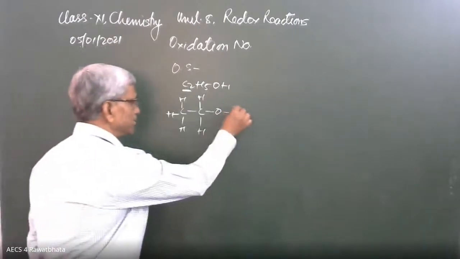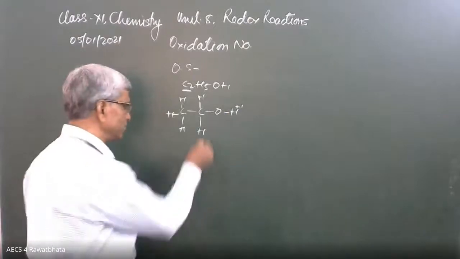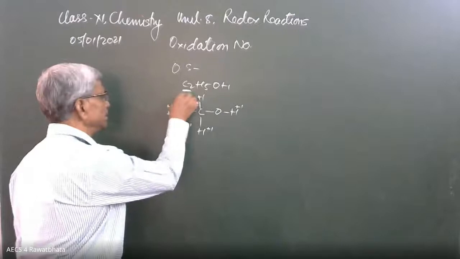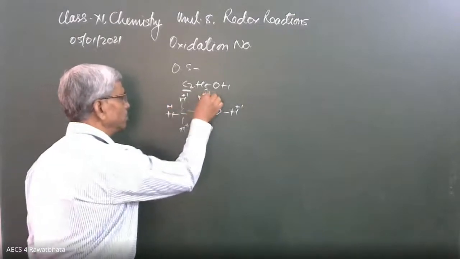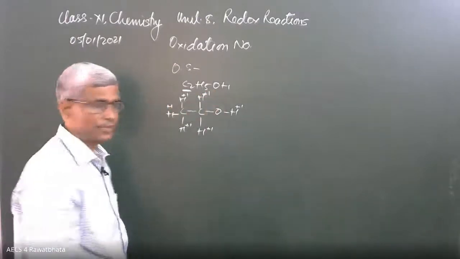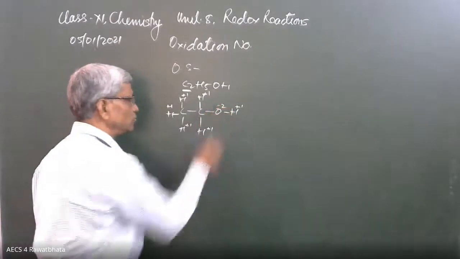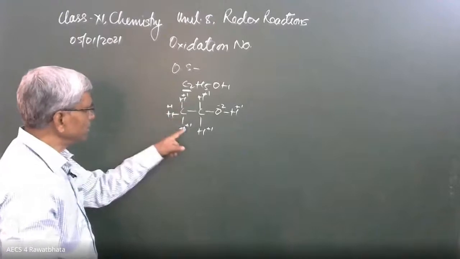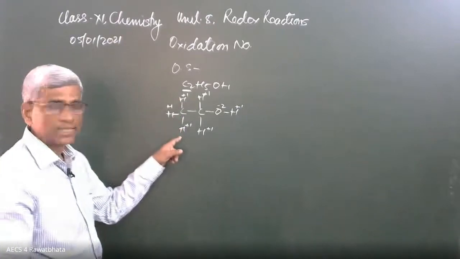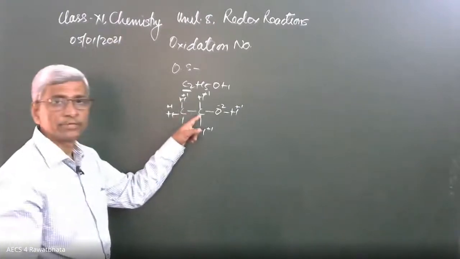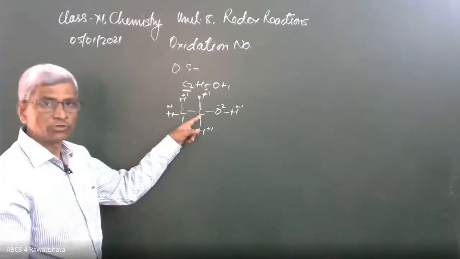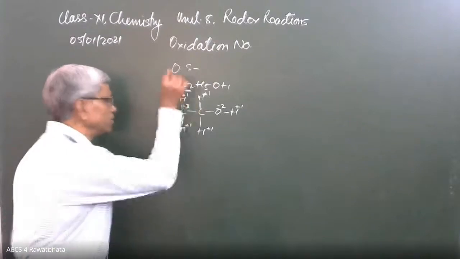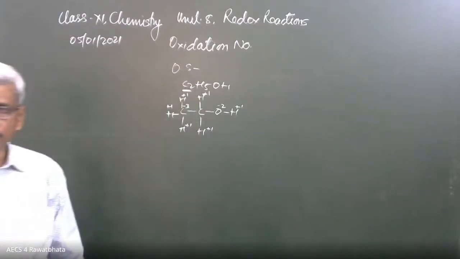Here hydrogen is +1, here also +1, here +1, here +1, here +1. Everywhere hydrogen oxidation state is +1. Oxygen oxidation state is -2. Okay. See about this carbon: around it are 3 hydrogens, each positive, and the 4th bond is carbon-carbon, which are equally electronegative. That's why this carbon's oxidation state is -3. Okay, beta, is it clear?